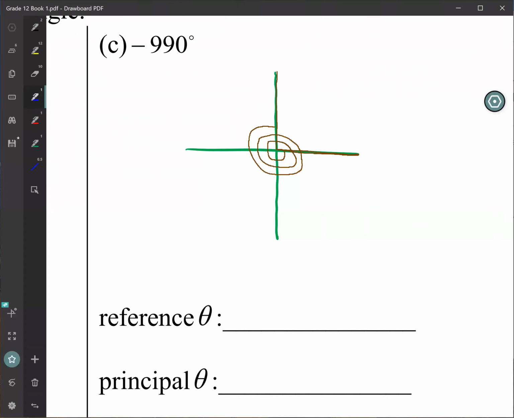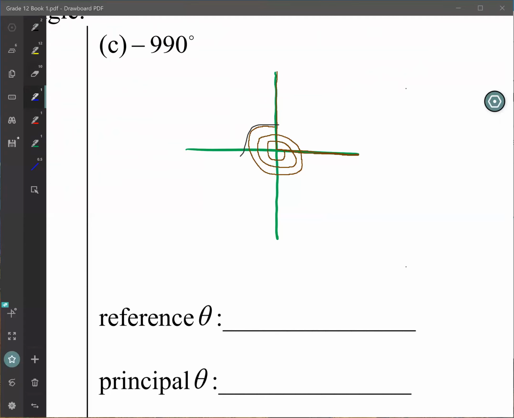So where is the reference angle then? Eric, can you draw it out? Okay, good. Yeah, it can be either side, right? It could be the left side or the right side, because the terminal arm is right in the middle. Very good. So obviously it will be 90 degrees for the reference angle.